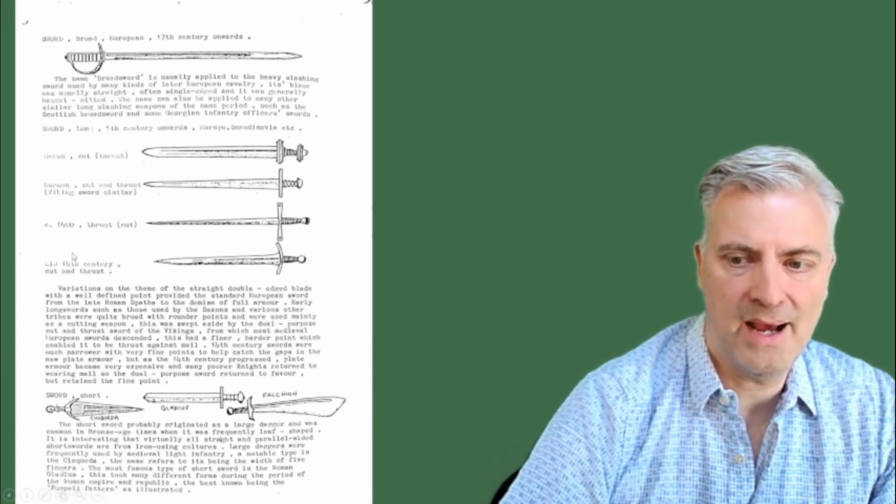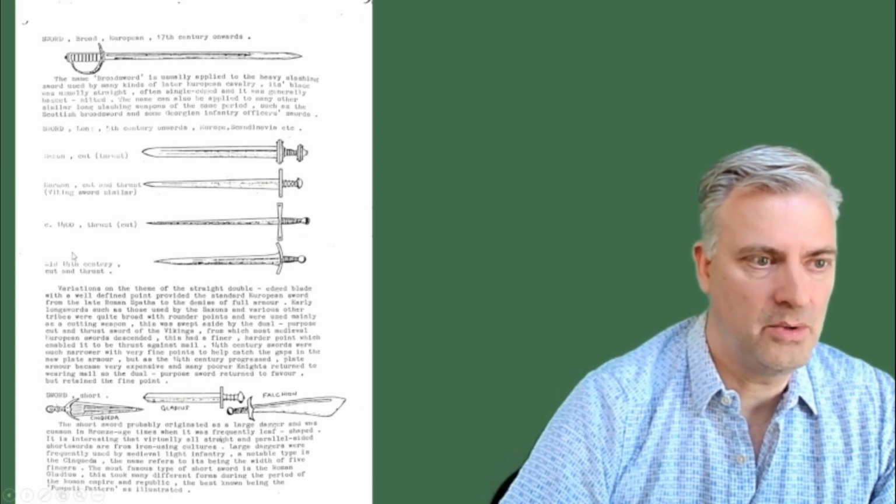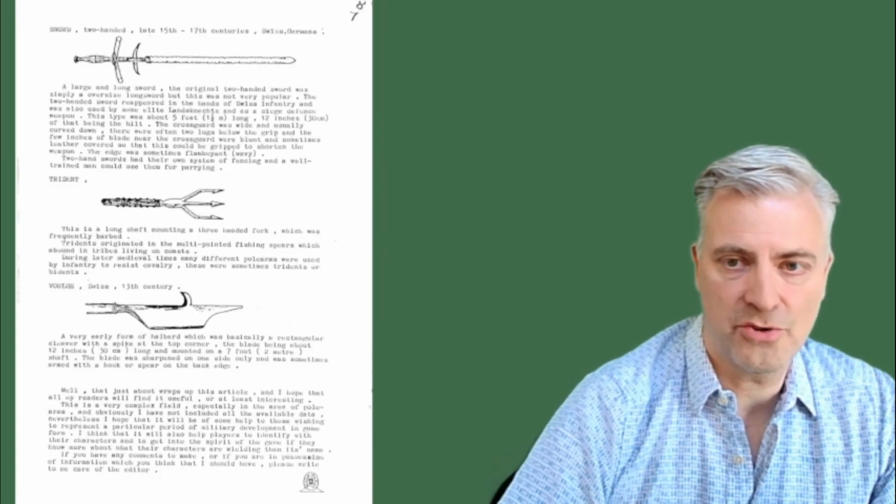And then at the bottom we have these short swords, which he says you could also think of as really big daggers, and the falchion thrown in there as well.